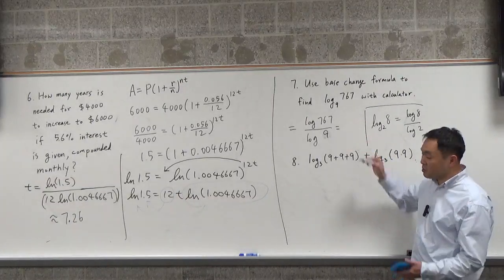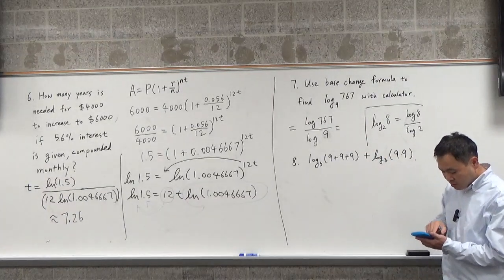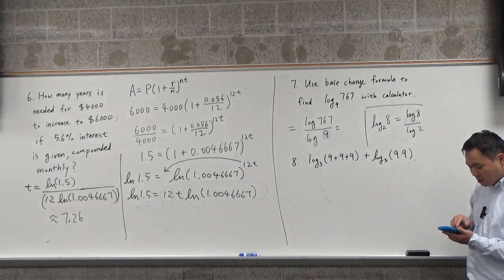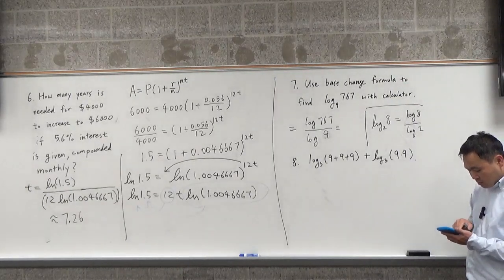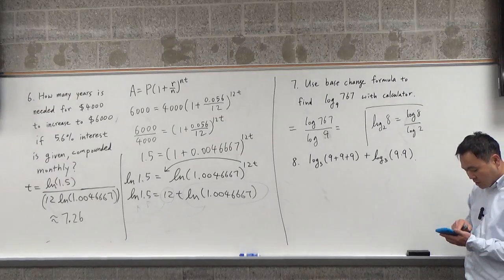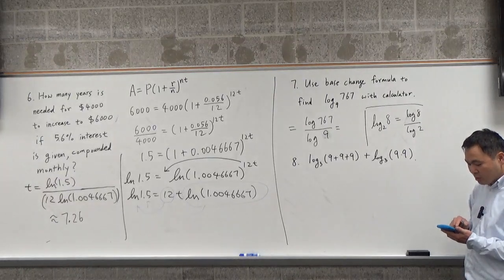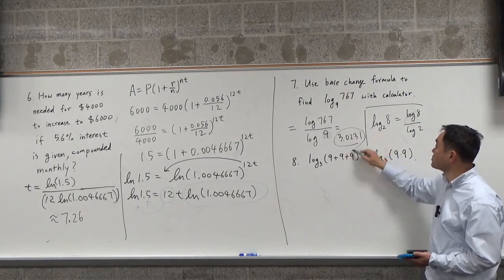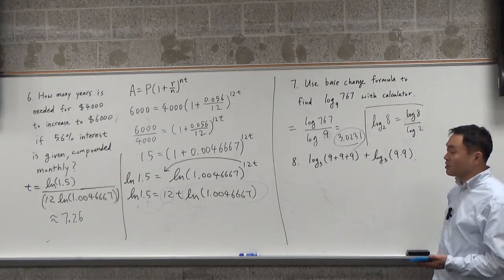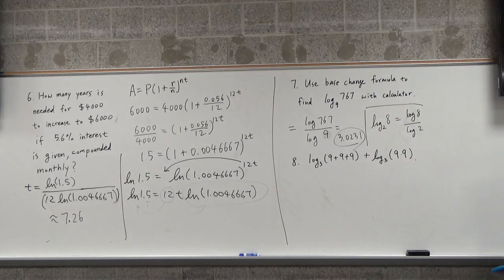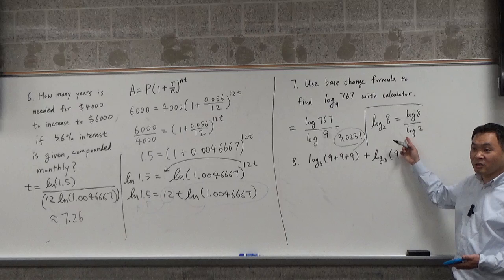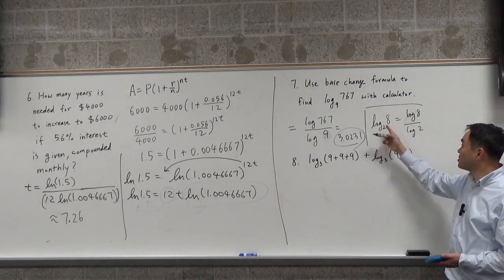So same idea. Let's do that: log of 767 divided by log of 9, and that's 3.0231. I didn't write it here, but in the actual practice sheet, it says to write 4 decimal places, so that's what you get. All right, did anyone try? Did you get 3? You did get 3, right? So this really works.